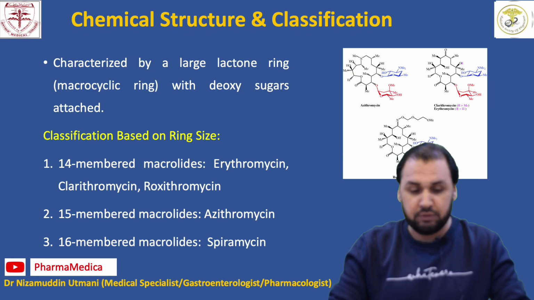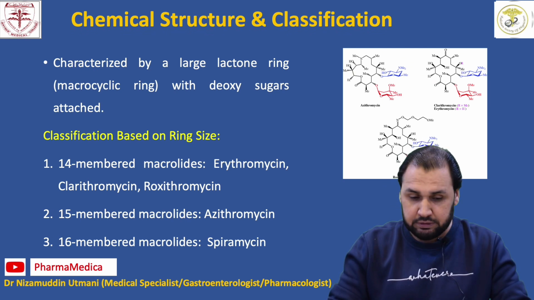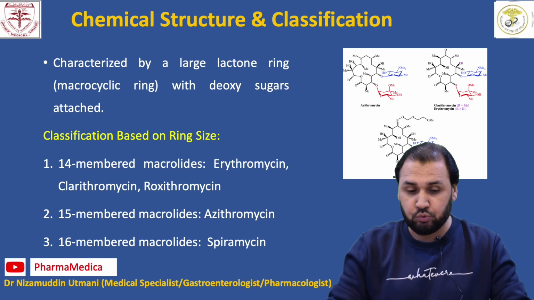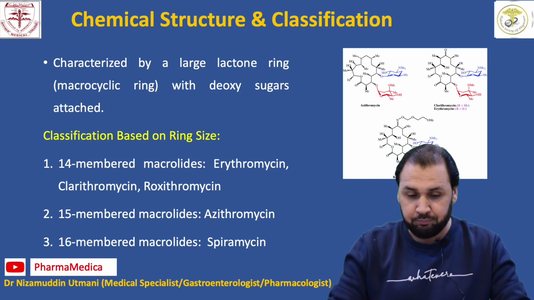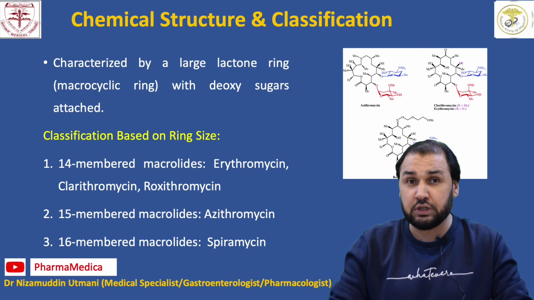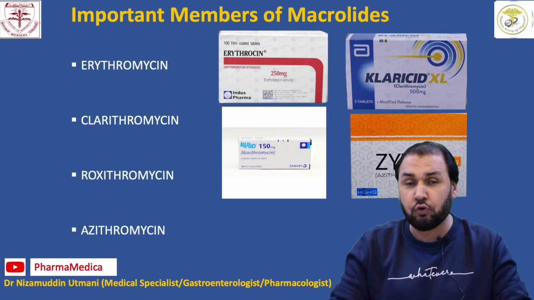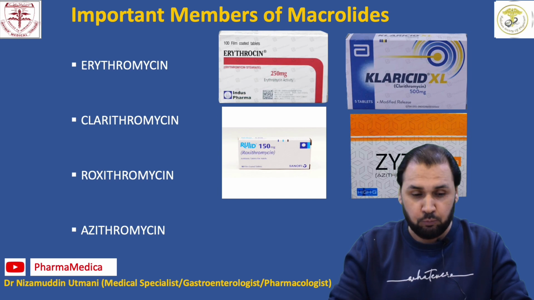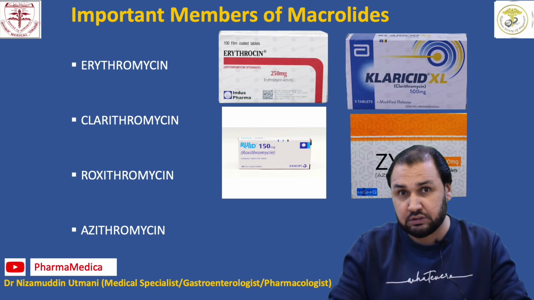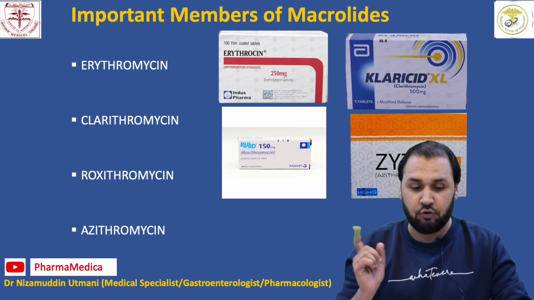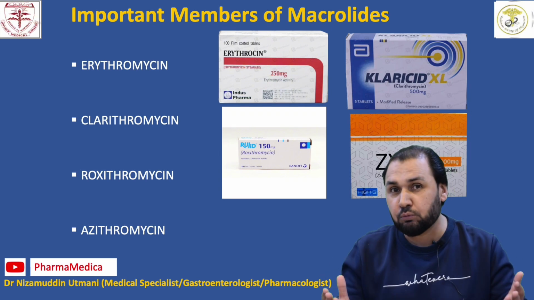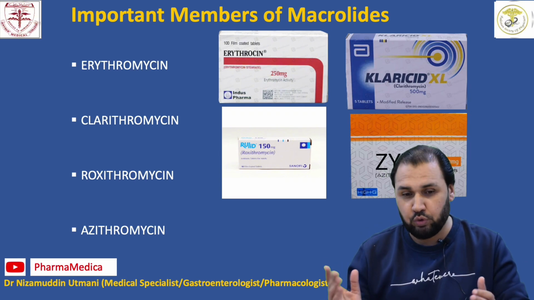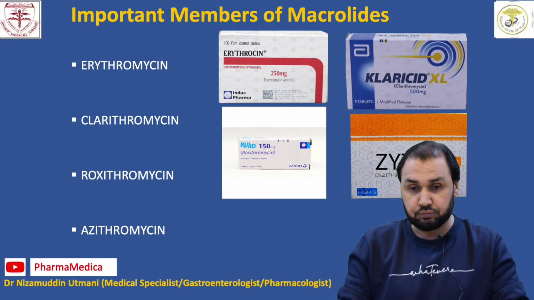The 16-membered macrolide is not that important, but nowadays it is used for some resistant cases, and that is Spiramycin. But we still use these four macrolides, which are the most common and the most important: Erythromycin, Clarithromycin, Roxithromycin, and of course Azithromycin. These are the most important macrolides we are commonly using nowadays for different infections and diseases.